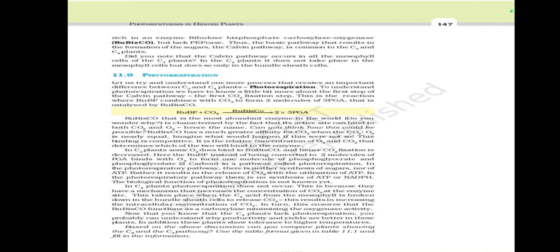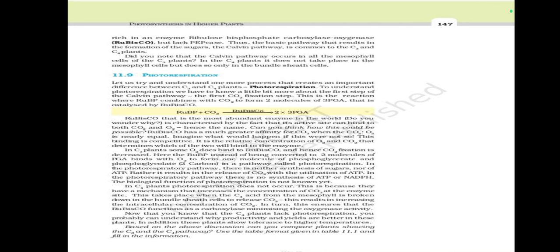In the bundle sheath cells, the C4 acids are broken down to release CO2 and a 3 carbon molecule. The 3 carbon molecule is transported back to the mesophyll, where it is converted into PEP again, thus completing the cycle. The CO2 released in the bundle sheath cells enters the C3 or the Calvin pathway, the pathway common to all plants. The bundle sheath cells are rich in the enzyme ribulose bisphosphate carboxylase oxygenase, Rubisco, but lack PEPcase.